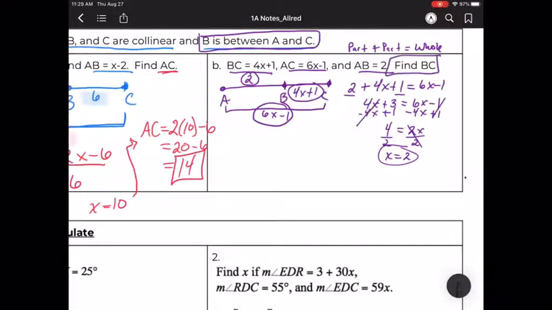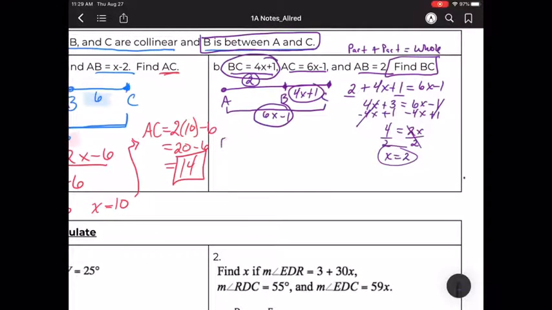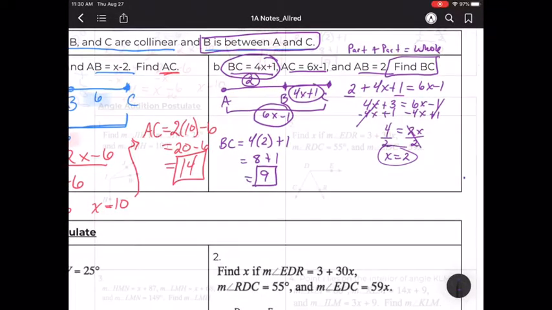But that's not the final answer because they want you to find BC. There's more. So we're going to go back and we're going to plug into this. BC is 4 times x plus 1. So we're now going to do 4 times 2 plus 1. 4 times 2 is 8. 8 plus 1 is 9. So your final answer is that BC equals 9.